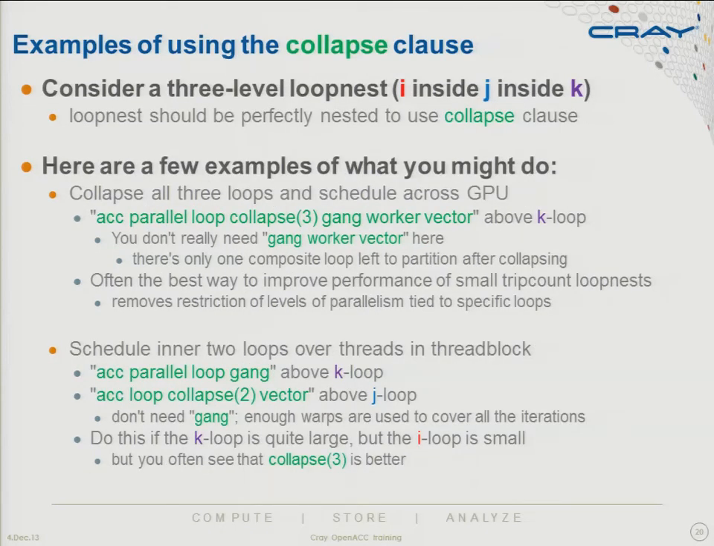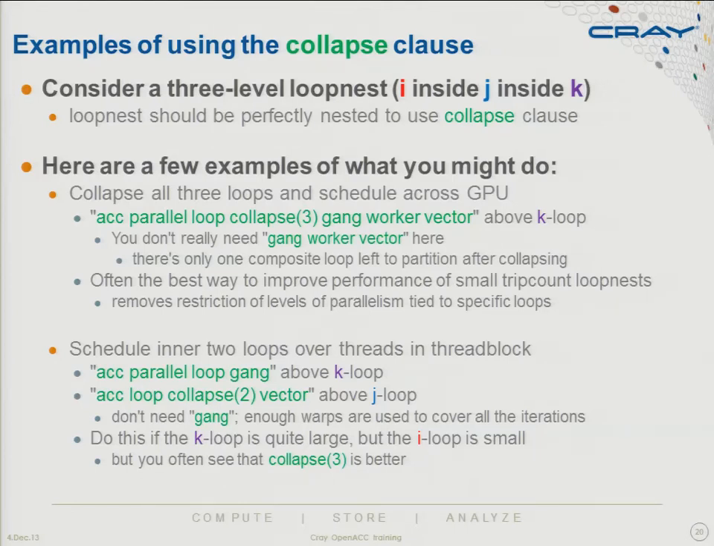So if you've got a 3-level loop nest, like the Himeno code, I inside J inside K, if the loops are perfectly nested, collapse 3 to collapse them all together is probably a good thing to do. And then you say schedule it over the whole GPU. Actually, you probably don't need to say that. There's only one composite loop left, so it's bound to schedule it over the whole GPU. And if you've got small trip count loop nests, this is usually the best thing to do.